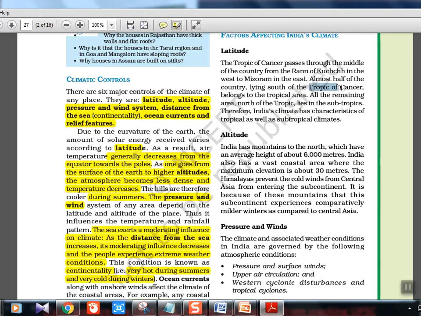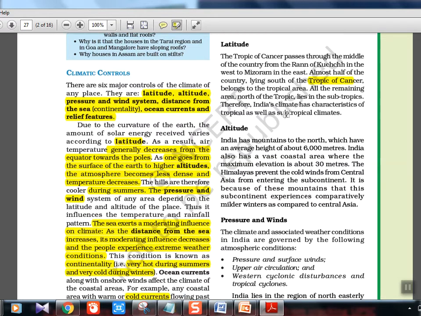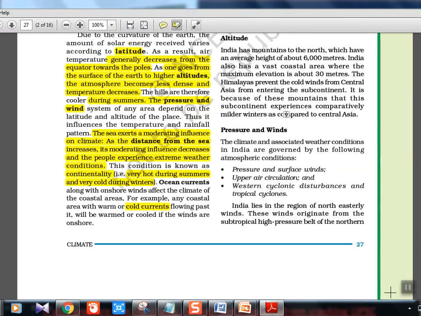So latitude wise, the Tropic of Cancer is the major line which passes through India. Altitude wise, we know we have a lot of mountains, 6,000 meters and above, like we have seen in chapter 1: the Himadri, Himachal, Shivaliks and all. And in coastal areas we have places which are just 30 meters. So that variation is there. So obviously temperature, pressure, climate, everything will also differ.